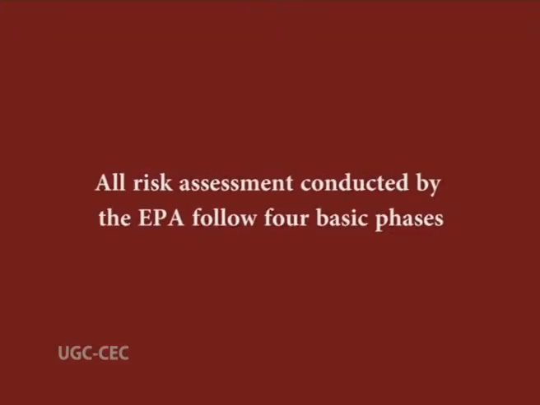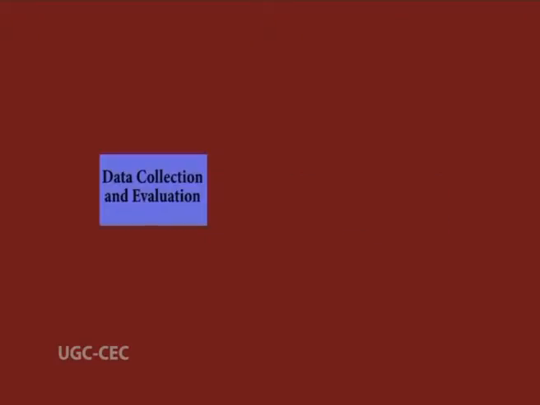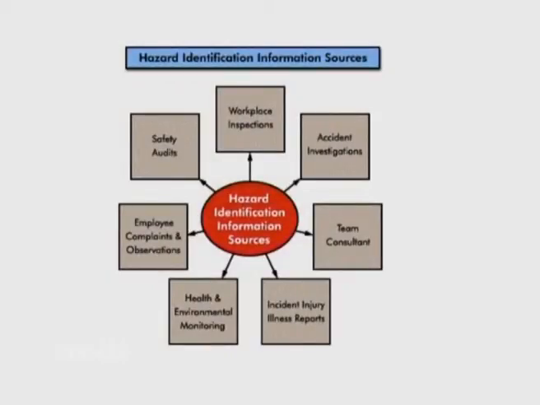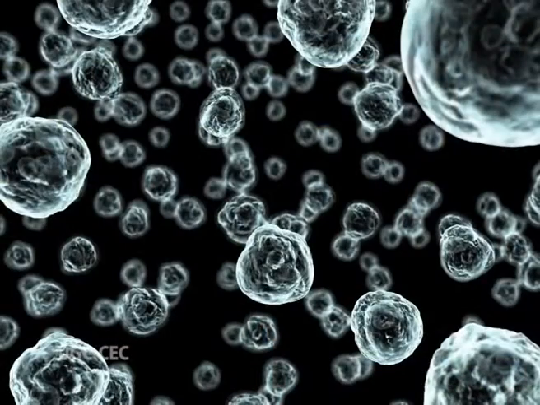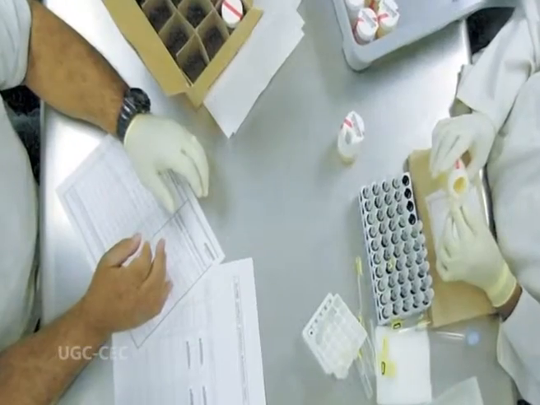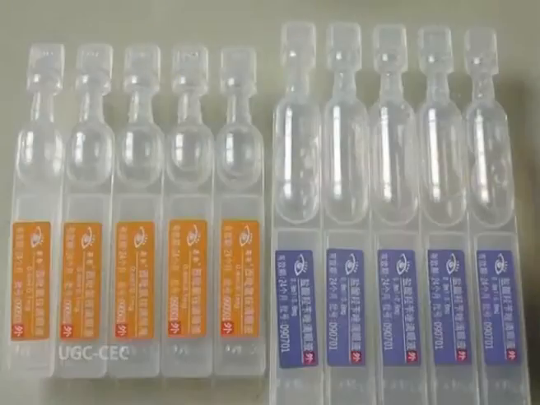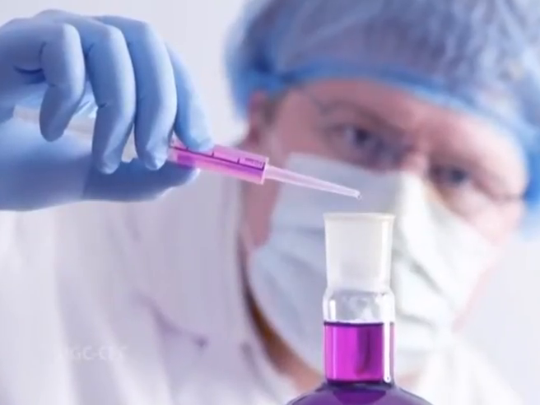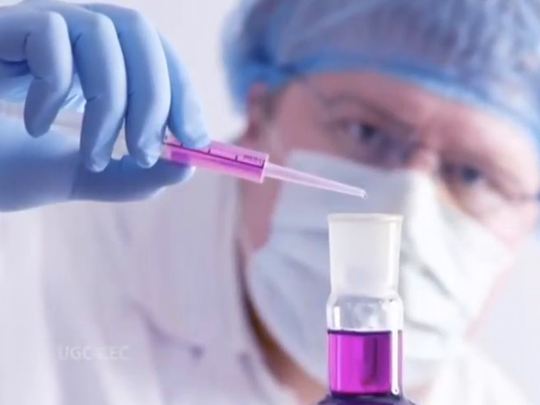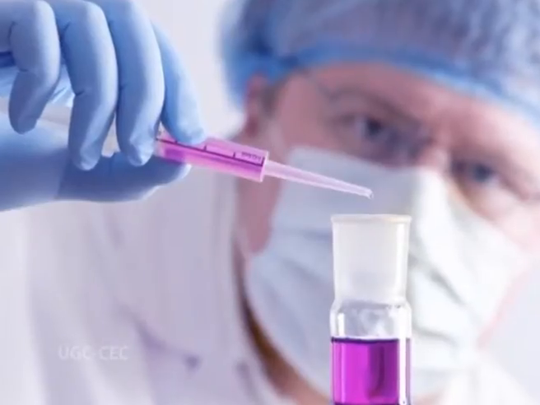Baseline risk assessment. All risk assessment conducted by the EPA follow four basic phases. Number one, data collection and evaluation. This helps in hazard identification by collecting data of toxicological and epidemiological studies. The collected data should provide the information of adverse effect of substance with those physical or chemical properties of substance and the circumstances associated with the exposure.